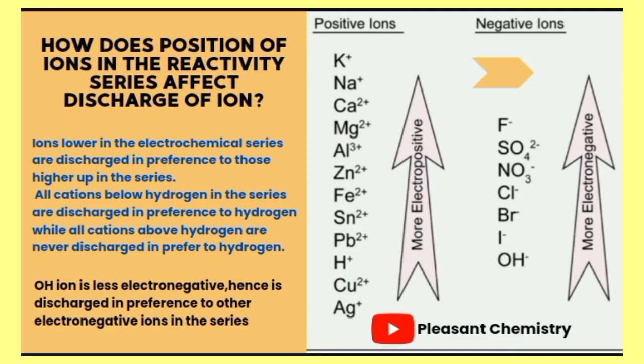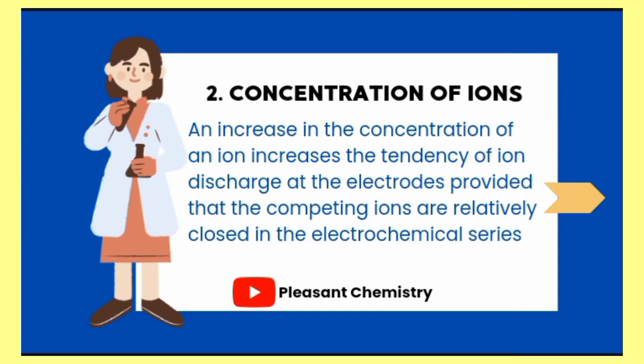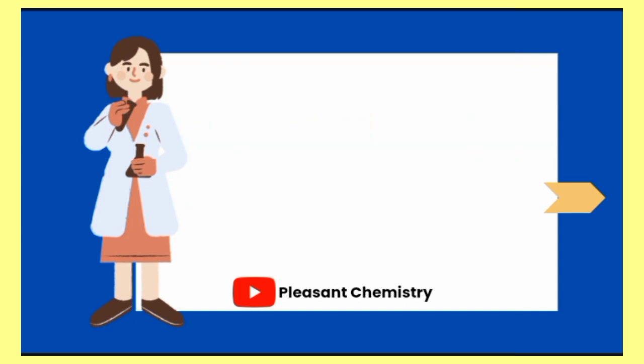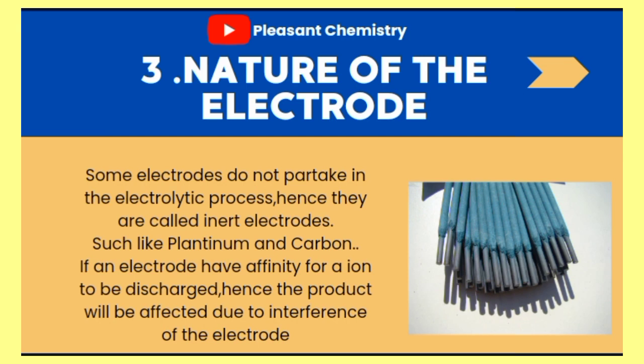But when we are talking about concentrated, because the distance between hydroxide ions and chloride ions is not too far, they are relatively close. Because of the increase in concentration, instead of hydroxide ion being discharged at the anode, it is chloride ion, which is Cl minus, that will be discharged at the anode. And that is how concentration can actually have an effect. It will only have an effect with ions that are relatively close in the activity series. Now, nature of the electrode.